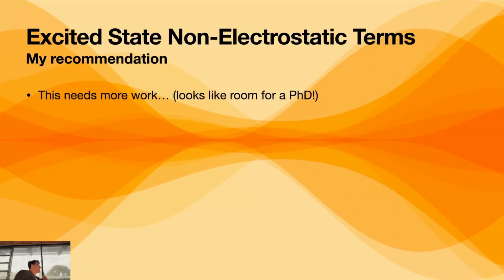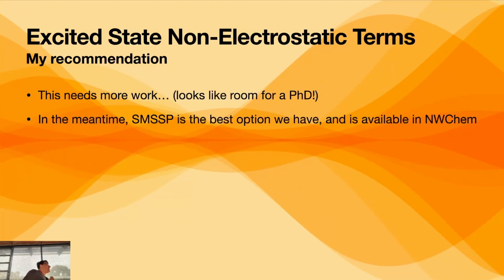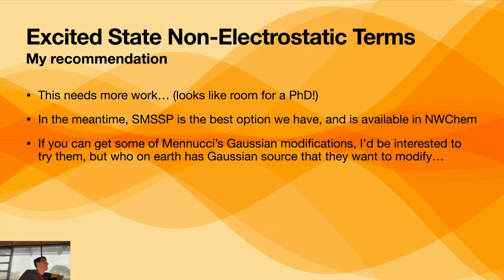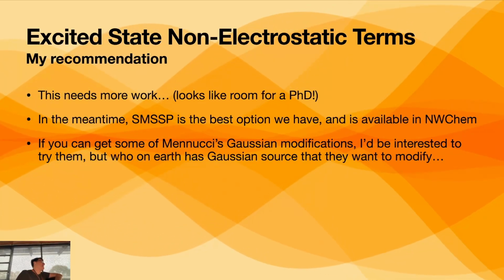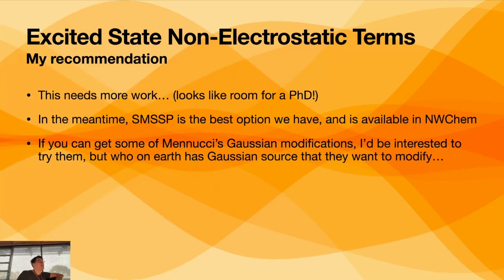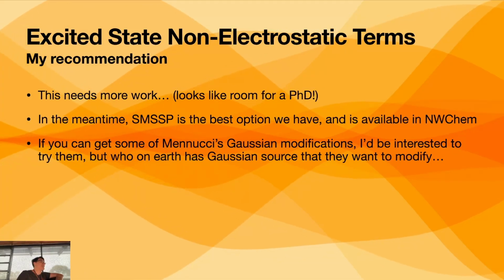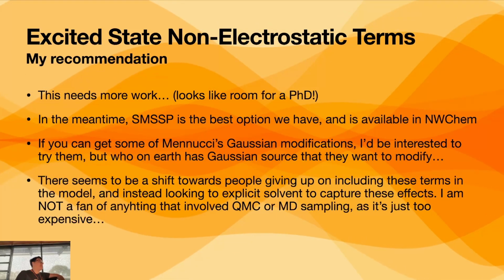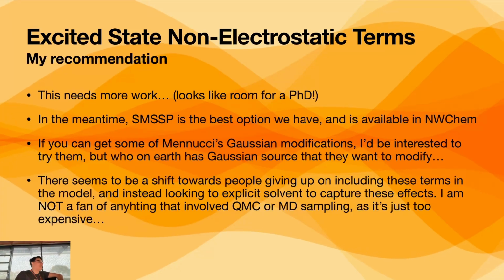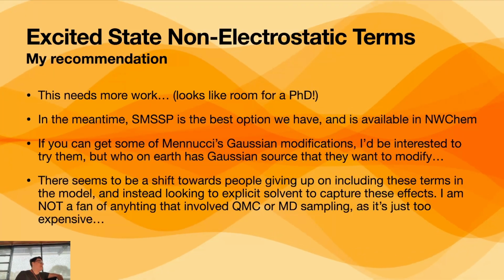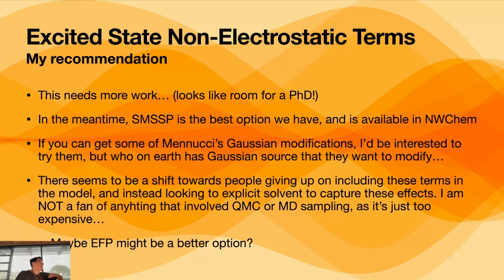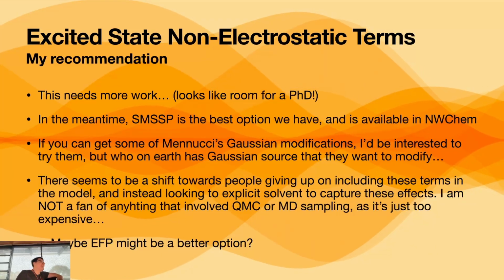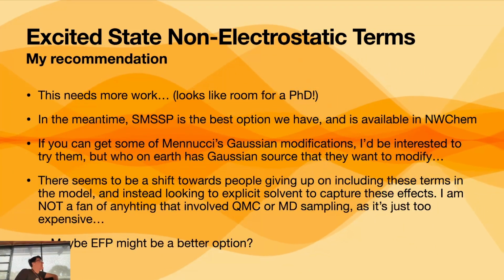This needs more work. It looks like room for a PhD. In the meantime, SMSSP is the best option, and it's available in NWChem. If you can get some of Vendetta Minucci's Gaussian modifications, I'd be interested to try them, but they only really run from Gaussian 03 and Gaussian 09, and who wants to do that? And as I said before, there seems to be a shift towards people giving up on including these terms and using explicit solvation and quite often quantum Monte Carlo or MD sampling as well, and it just gets too expensive at this point. Maybe EFP might be a better option.